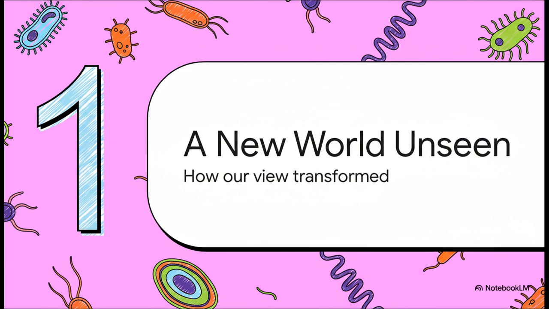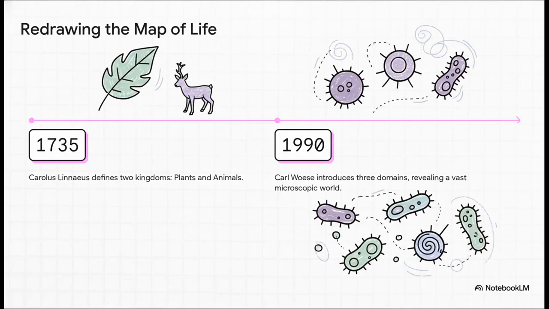Okay, let's start at the beginning. It's kind of hard to imagine now, but for most of human history, our map of the living world, well, it had a huge, invisible continent missing from it. This timeline really shows you the incredible shift in our thinking. Back in 1735, the famous classifier Linnaeus saw just two kingdoms. Simple, right? Plants and animals. But then, thanks to the microscope, we slowly started to see this teeming invisible universe.